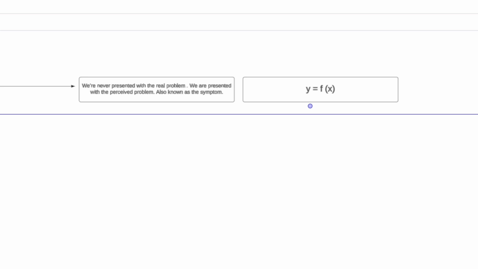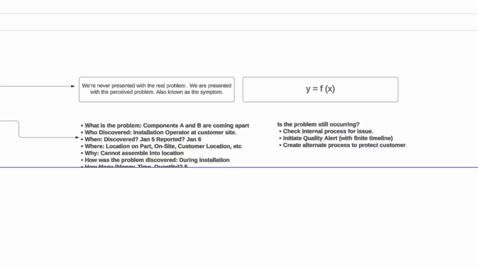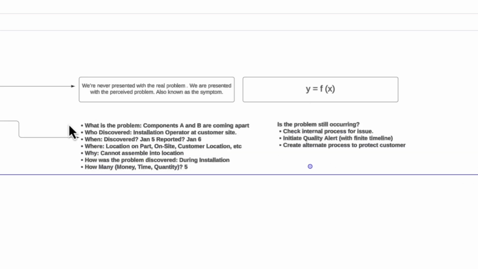All right, so now we get to clarify the problem, and we're going to run through this really quickly. But what I want you to pull out of this part are the five W's and two H's. That is the what, who, when, where, why, how, and how many. And so what is the problem? Who discovered it? When did they discover it?